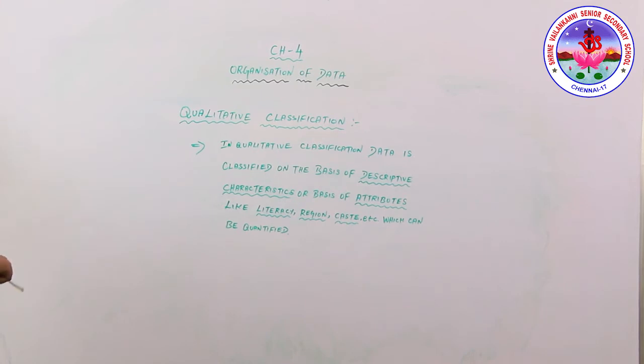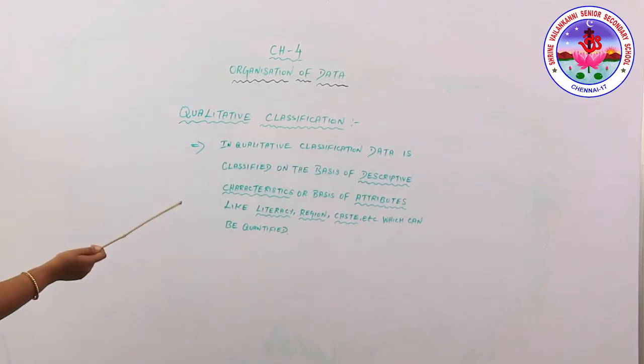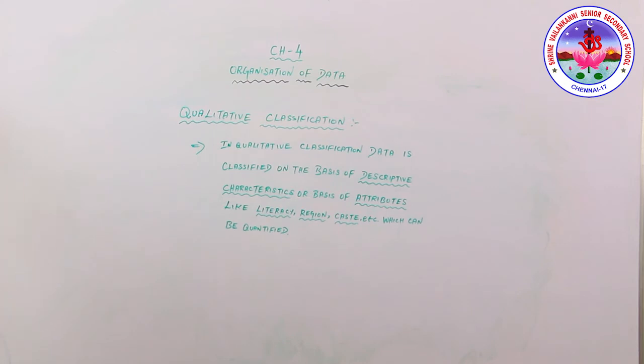Then the classification is very simple one. The second one, manifold classification: when the facts are classified according to more than one attribute, or when each class is subdivided into more than two subclasses, then the classification is said to be manifold. For example, we can classify the population of a city as male as well as female, and subdivide it into literacy and illiteracy, and further divide according to religion. We find that a number of classes are formed.